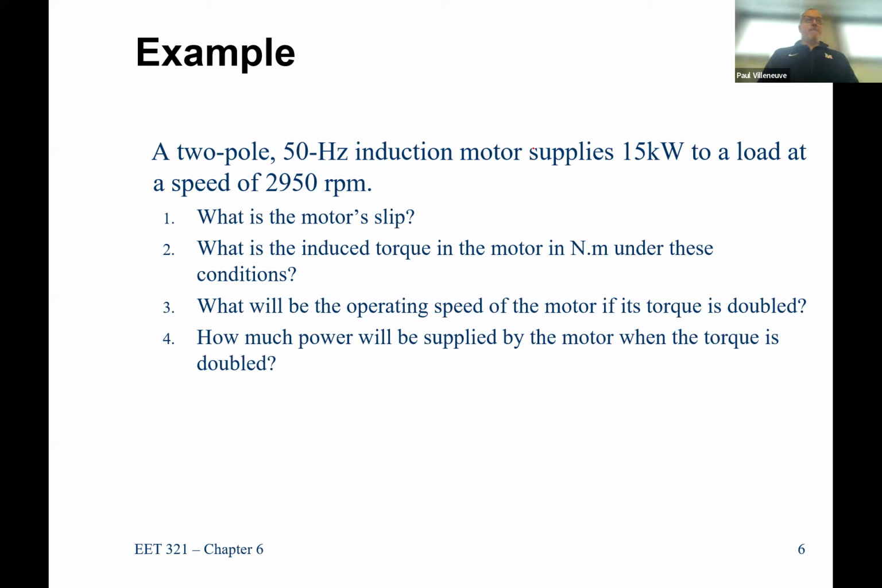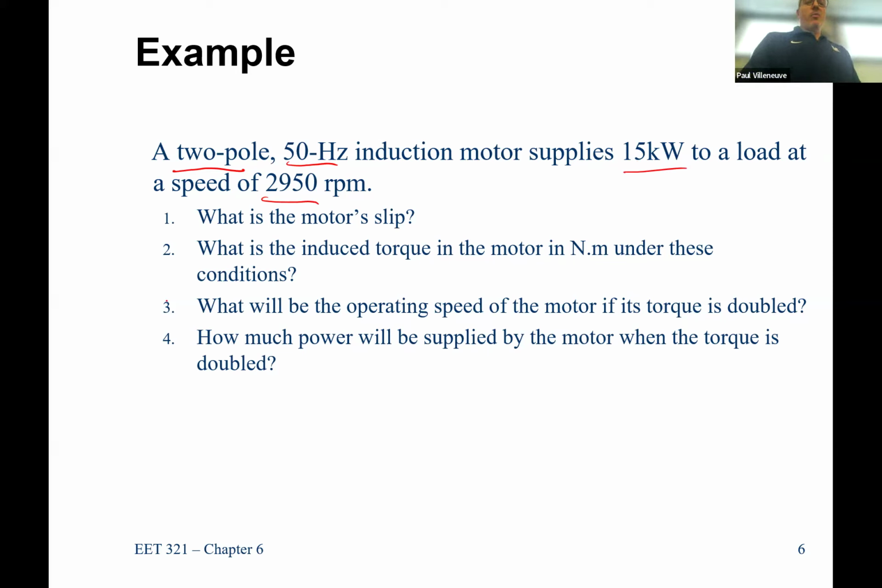120 times 50 divided by 2. Right, then because we need the number of pole pairs. So at this point, we need this piece of information and this piece of information and this piece of information to be able to calculate what the slip is. The other part is based on 15 kilowatts.